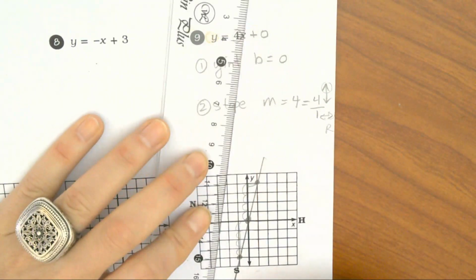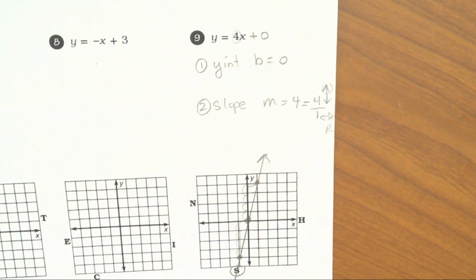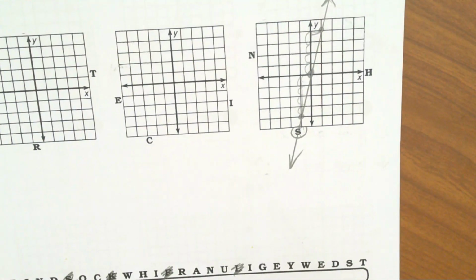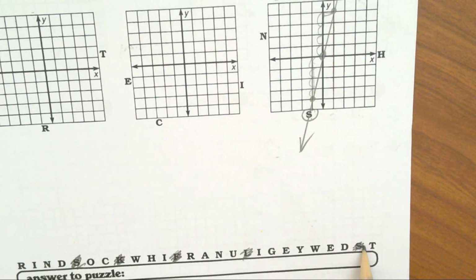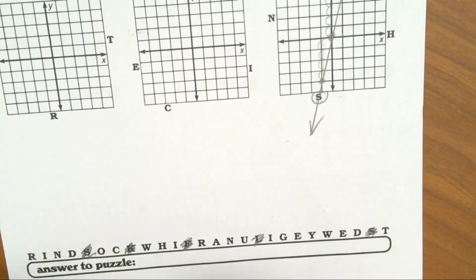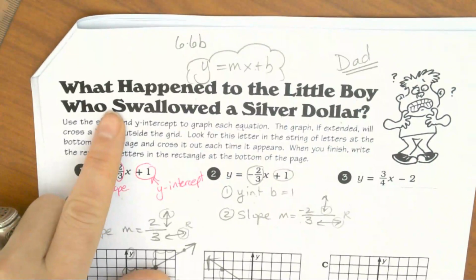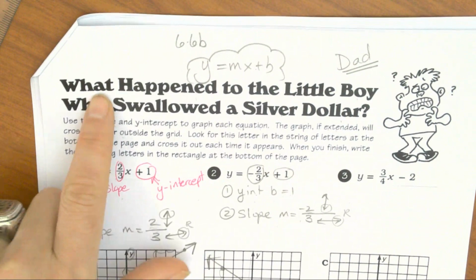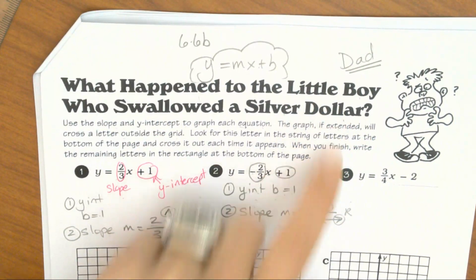So now it says cross out all the S's. So I'm going to cross out, here's an S. So there's 2 S's. So once you cross out all the letters, you'll have some letters left, and you write them, and it's going to make a sentence. And it will be the answer to this stupid dad joke. What happened to the little boy who swallowed a silver dollar? Okay?